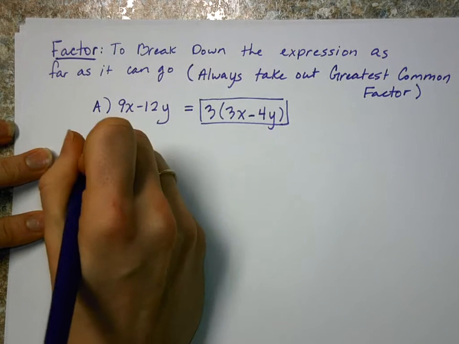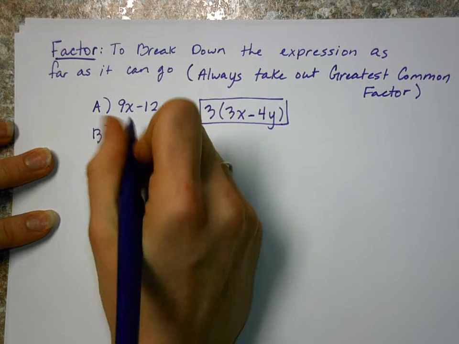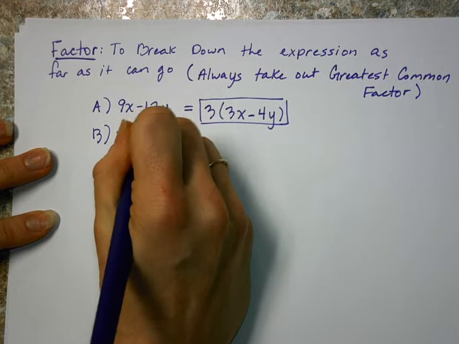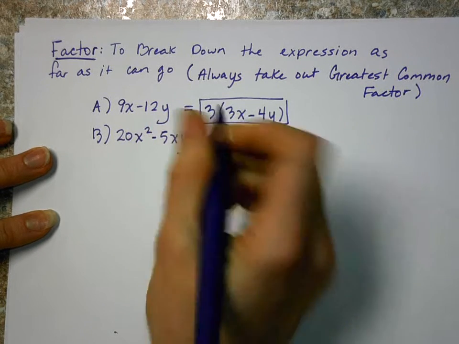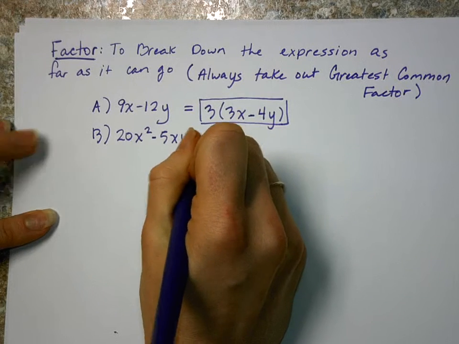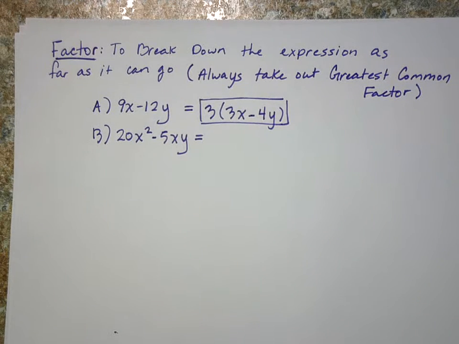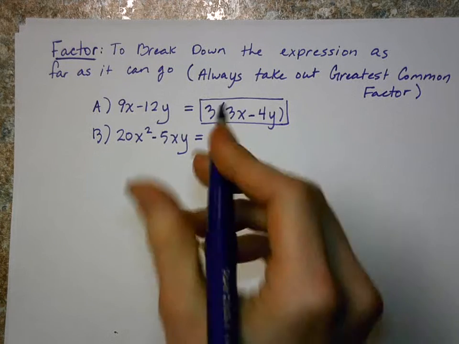Okay, let's try letter B. If I give you something like 20x squared minus 5xy, turn to your partner and tell them if you know the GCF or what you think it would be. What do you think it would be? 5x. All right, bring it up to the front. I heard some of you change your answer. Jordan, what did you say it was?